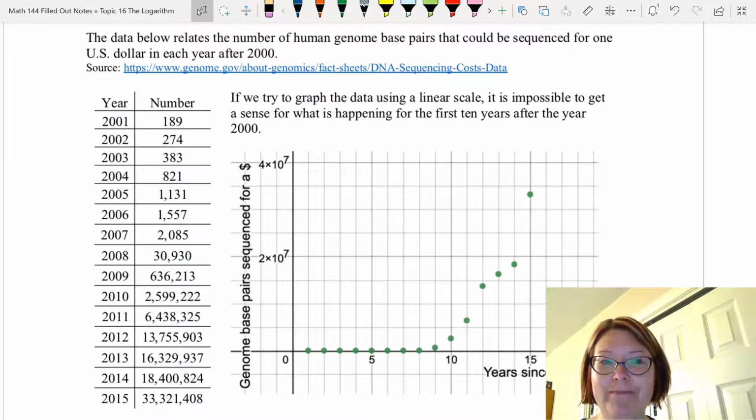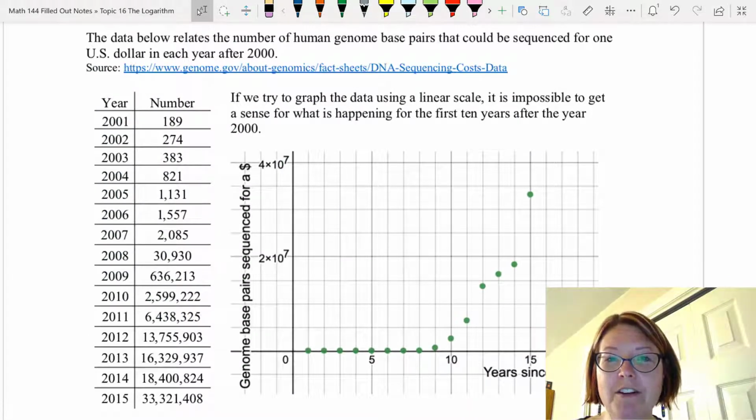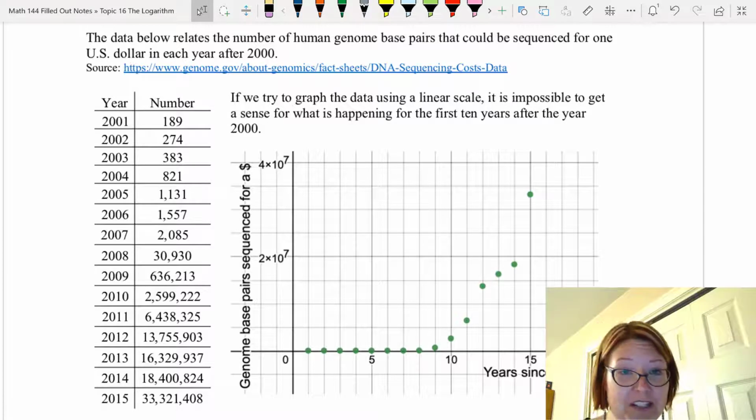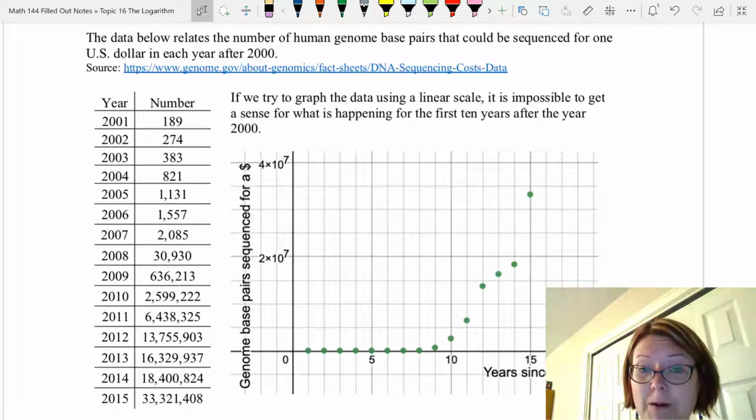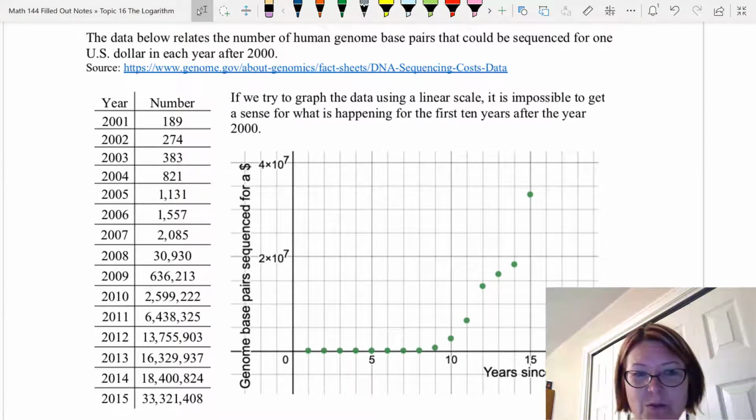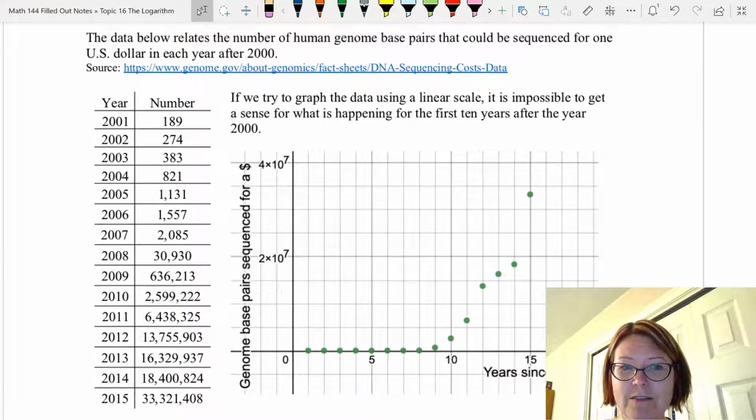Now I've got one for you to try. The data we've got here relates the number of human genome base pairs that could be sequenced for $1 US in every year. So every year, the $1 you spend goes farther to sequencing human genome base pairs. This starts with 189 base pairs sequenced in the year 2001, then 274 in the year 2002. We're going to count by 1 year each time. So 383 base pairs in 2003, then 821, then 1,131, then 1,557, 2,085, 30,930. That's a big jump there.